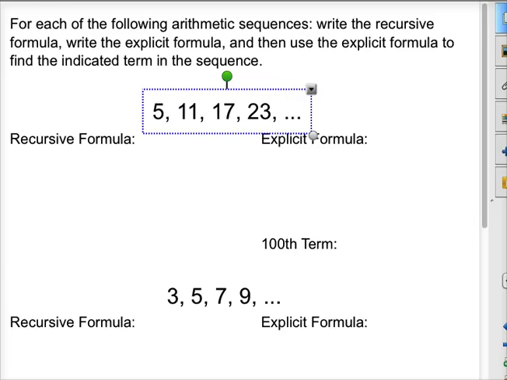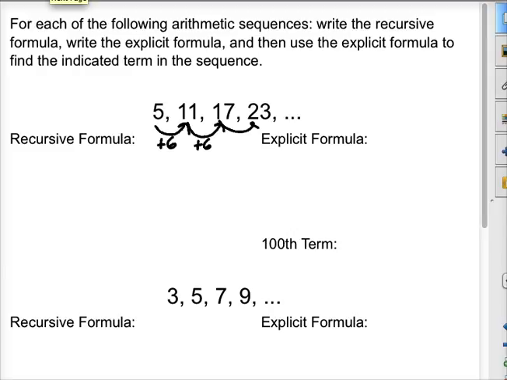Now, let's get a little more practice at this. So, for each of the following arithmetic sequences, write the recursive formula, the explicit formula, and then use the explicit formula to find the indicated term. So, the first thing we have to do is find what we are adding every time to go from term to term. 5 plus 6 will give me 11, plus 6 will give me 17.